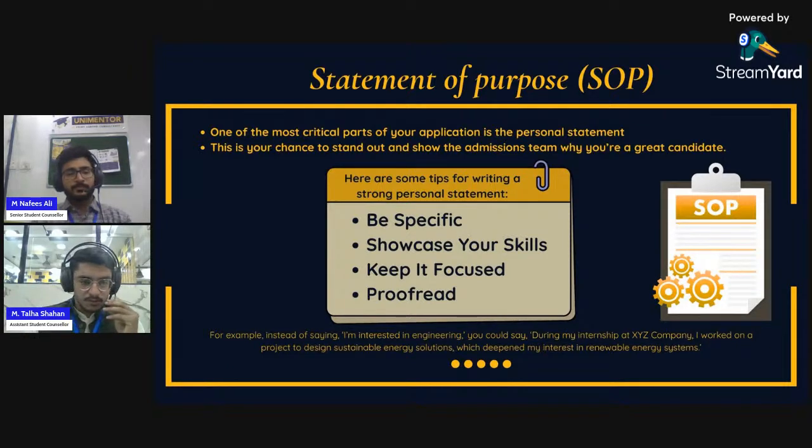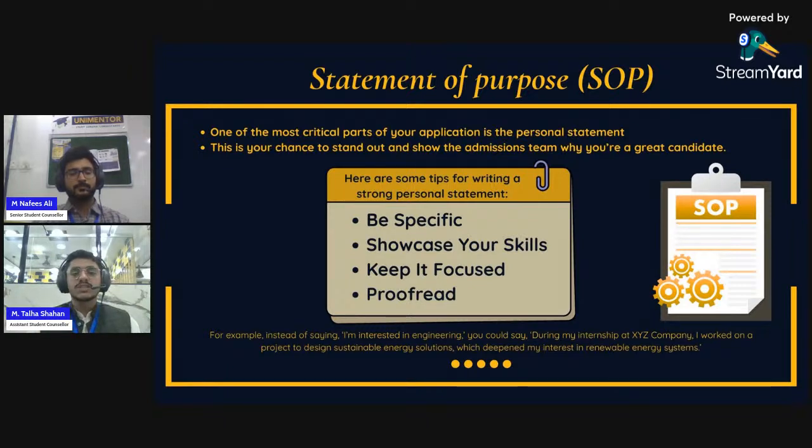So, statement of purpose or SOP or personal statement, it is one of the most important and crucial parts of your application. This is your chance to stand out and show the application team and admission team why you are a great candidate for not only this course but also you can be a great asset for this university. So here are some quick tips and tricks of writing a strong personal statement.